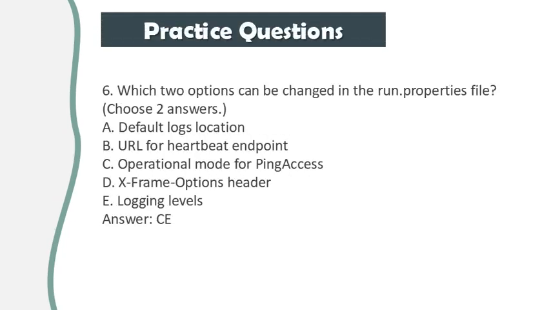6. Which two options can be changed in the Run Properties file? Choose two answers. A. Default logs location. B. URL for heartbeat endpoint. C. Operational mode for PingAccess. D. X-frame options header. E. Logging levels. Answer. C, E.